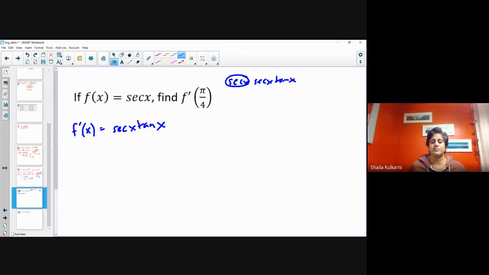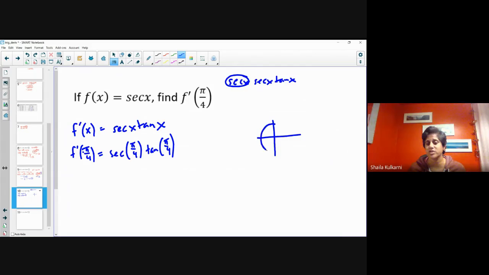Okay. So now we're going to plug in pi over 4. Now, ladies and gentlemen, when I plug in pi over 4, that means I'm looking to the unit circle. I want to remind you that pi over 4 is the part of the unit circle where the coordinates are the same. You just have to, where the values are the same. It's just maybe the signs that aren't the same. Okay, so what is secant? Secant is 1 over the cosine value. What is tangent? Tangent is the y coordinate divided by the x coordinate.